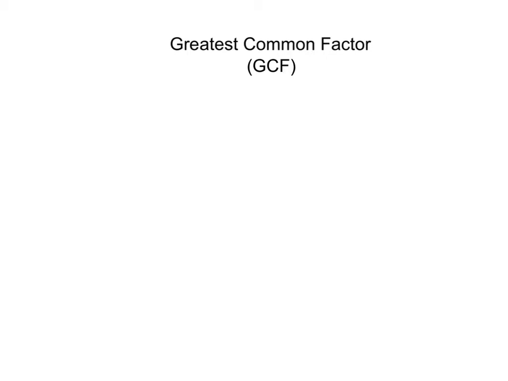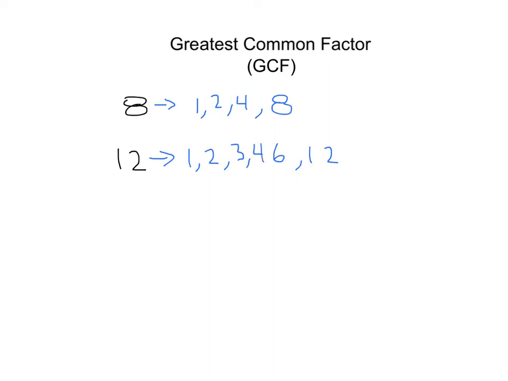So let's look at some numbers and see if we can figure out the greatest common factor between, how about 8 and 12? Well, let's first start by listing the factors of each number. So for 8, the factors would be 1 and 8, 2 and 4. Okay, how about for 12? 12 has the factors 1, 12, 2 and 6, and then finally 3 and 4.